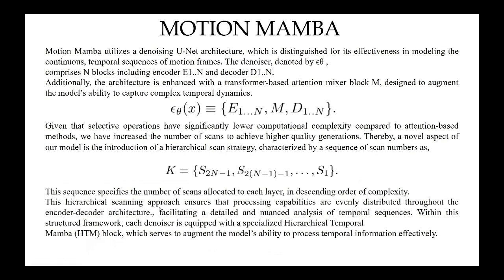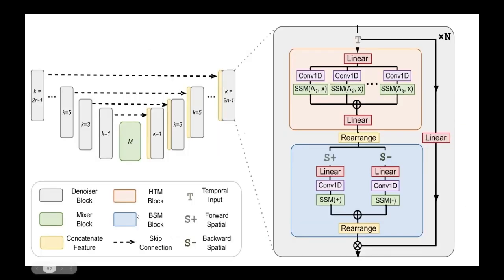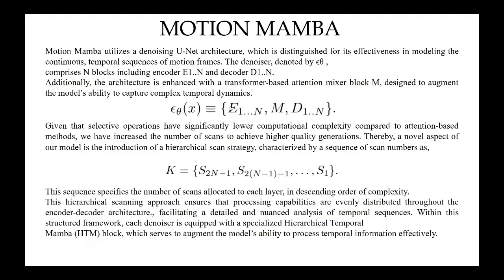This hierarchical scanning approach ensures that processing capabilities are evenly distributed throughout the encoder-decoder architecture. So what it is saying is that we are going from 2n minus 1 to 1 scan, then a mixer, and then we will follow the same procedure in the opposite direction: first k equal to 1 scan, then 3, then up to 2n minus 1.